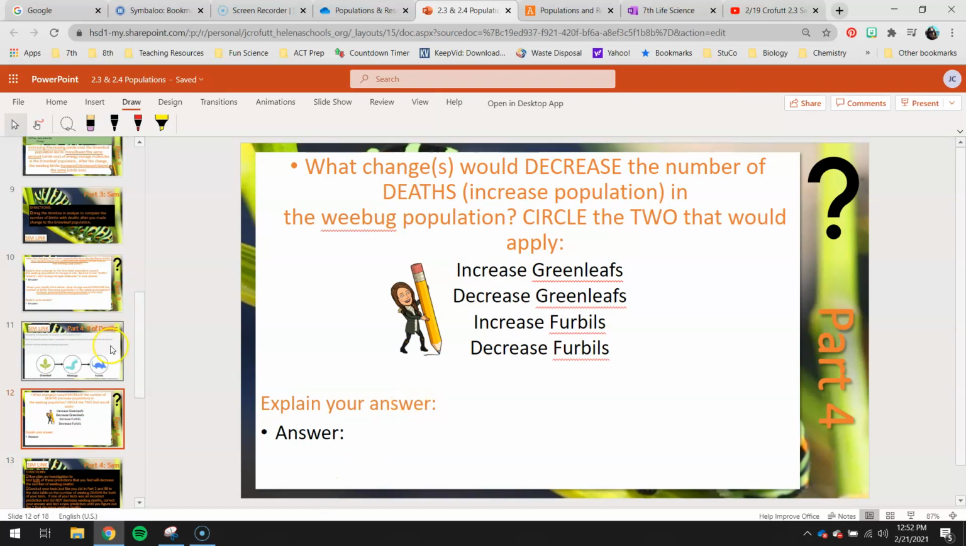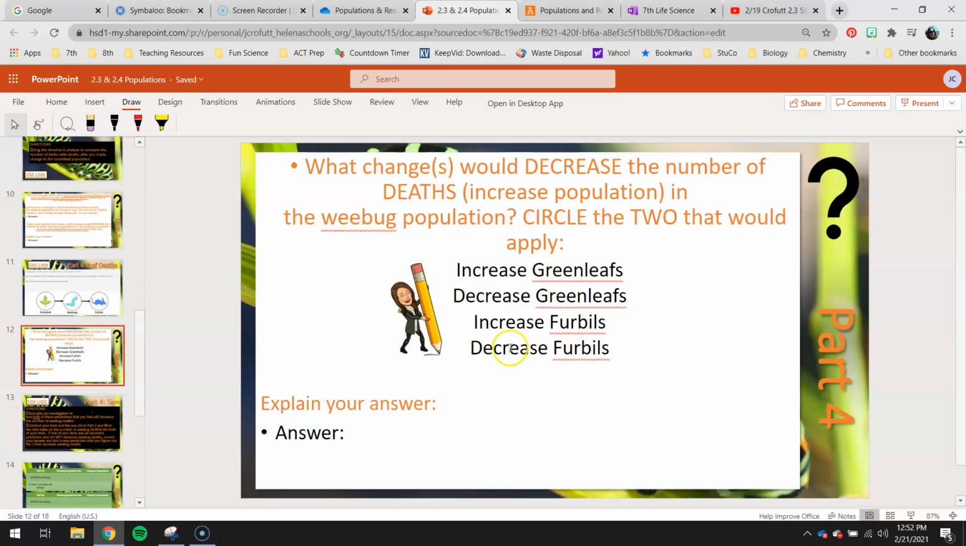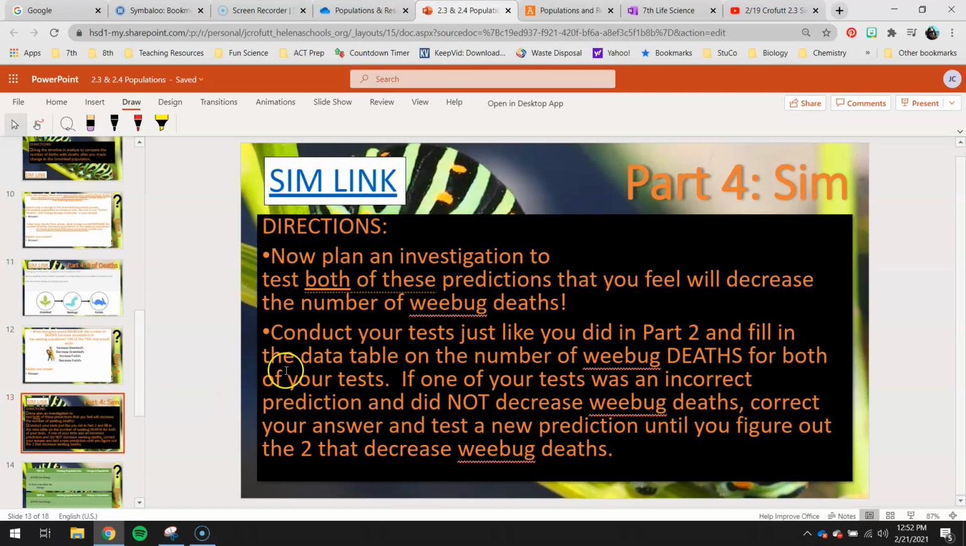And then you guys are gonna test your answer out here. So now plan an investigation to test both of these predictions. You guys circled 2 here. How are you going to test that? Okay, conduct your test just like you did in part 2 and fill out the data. That was actually part 3. And fill out the data table on the number of WeBug deaths for both of your tests.